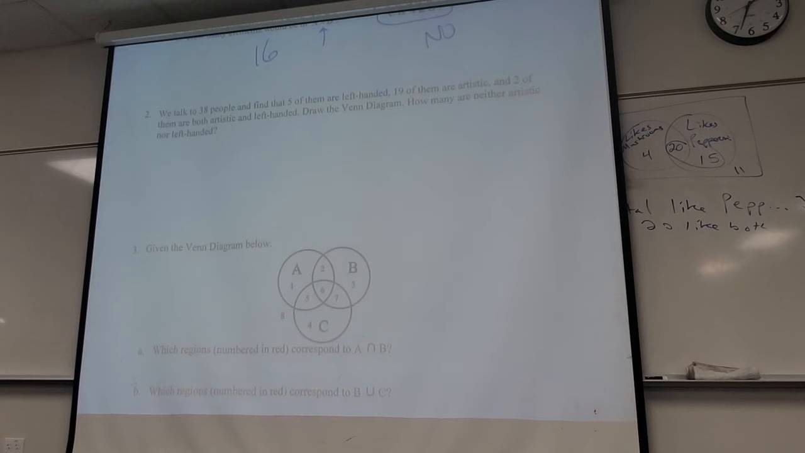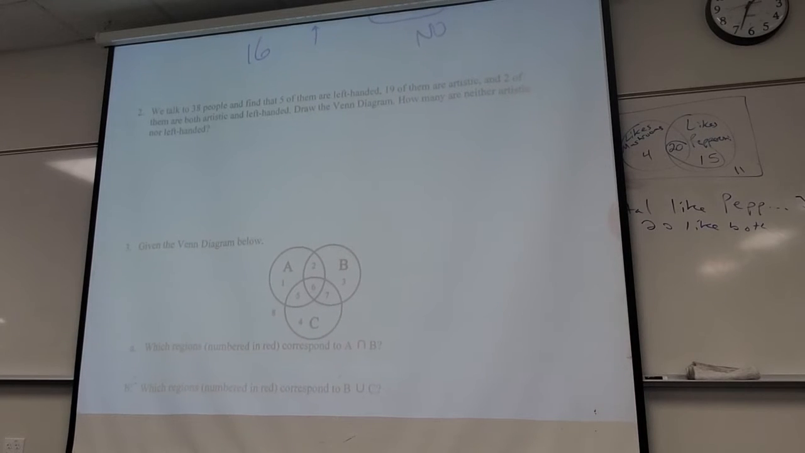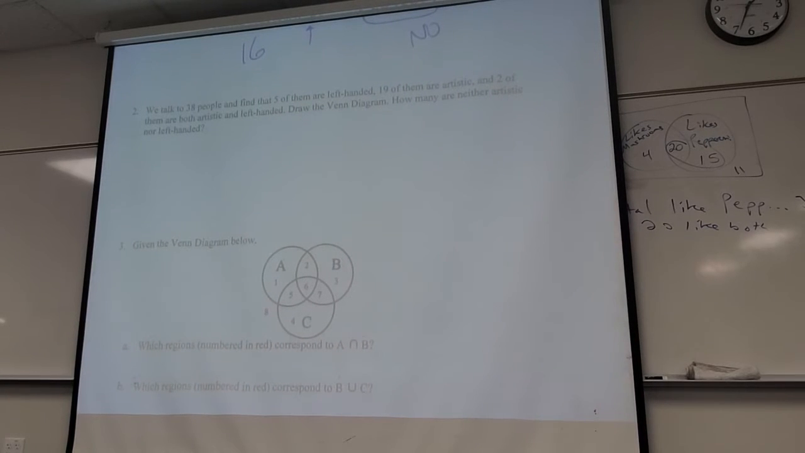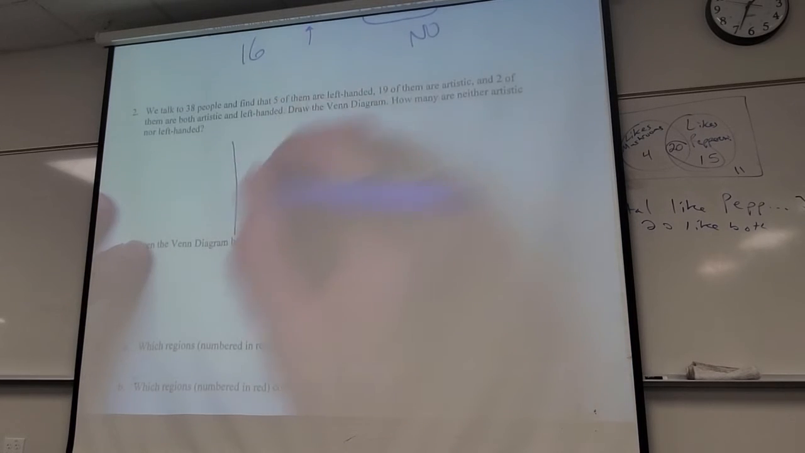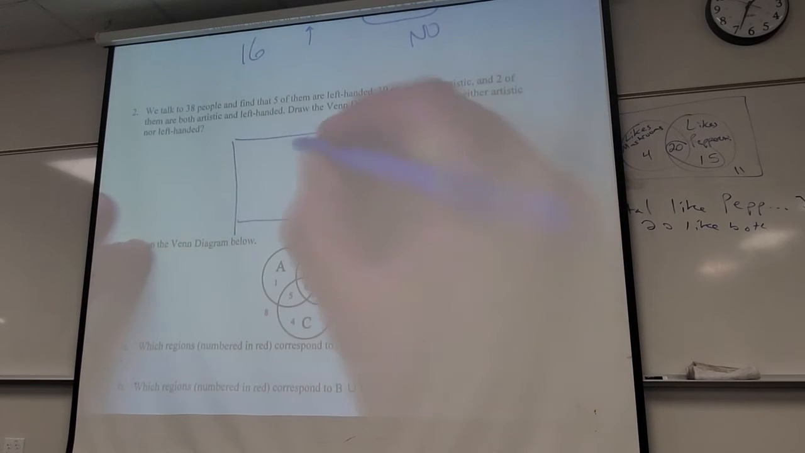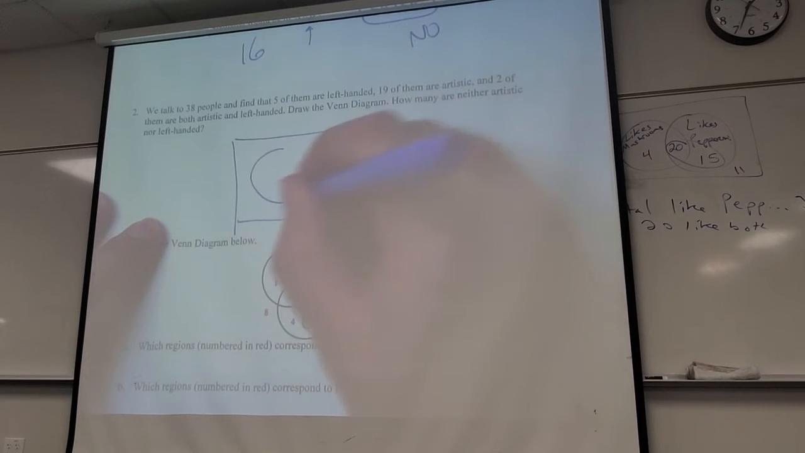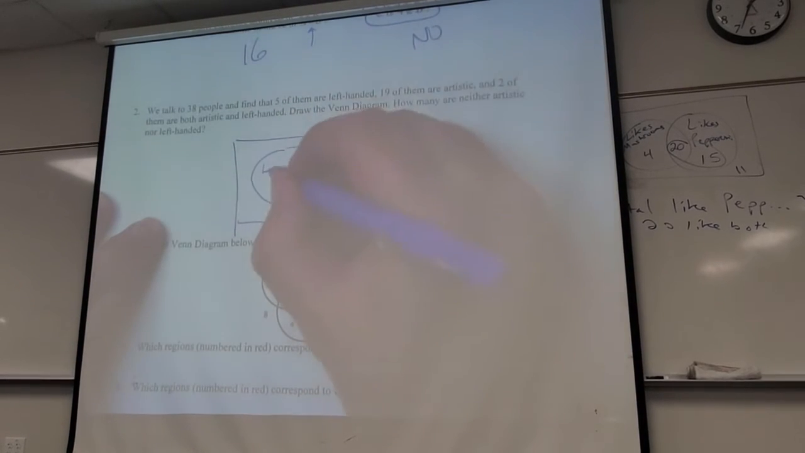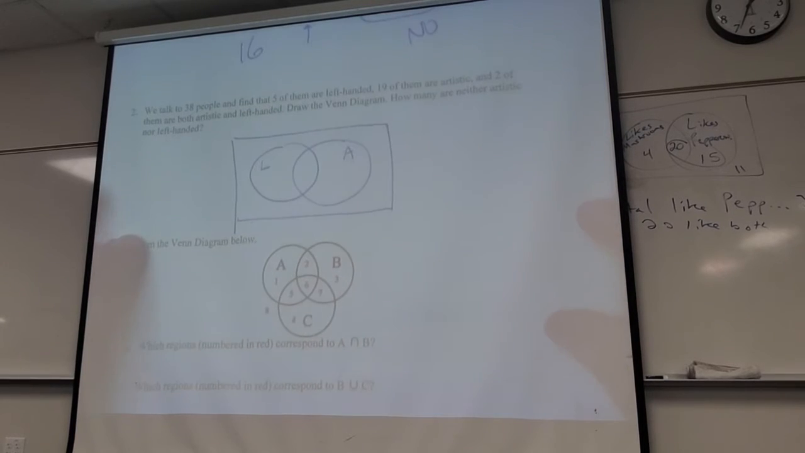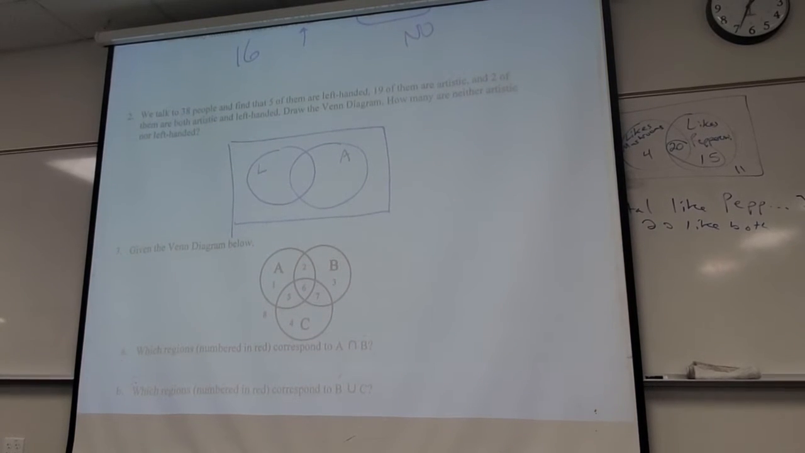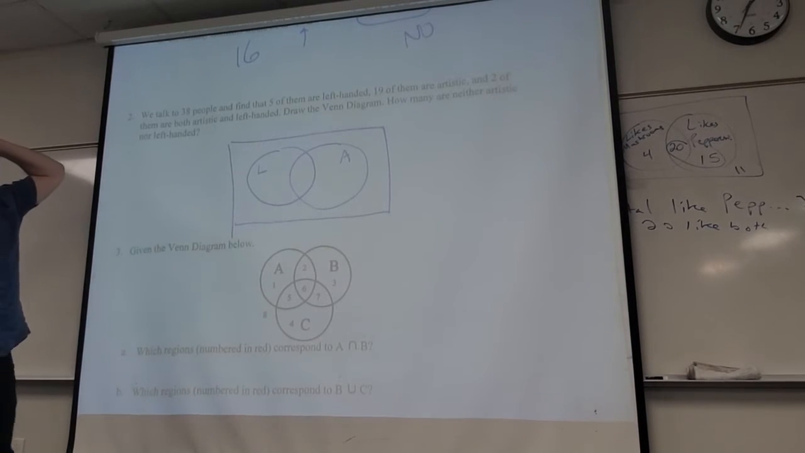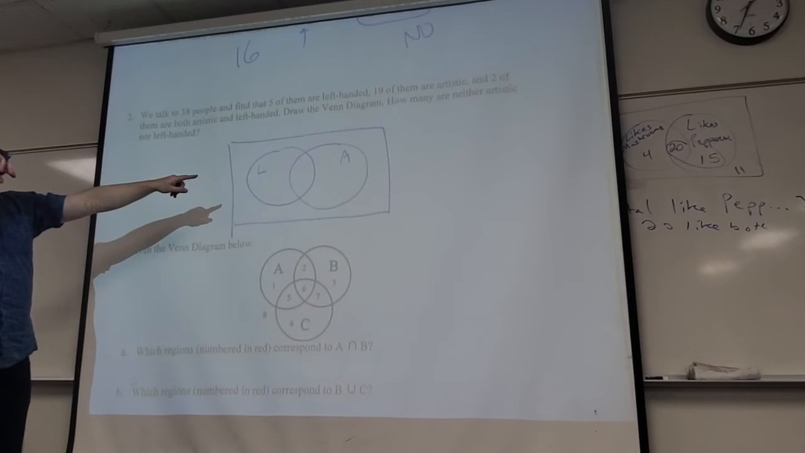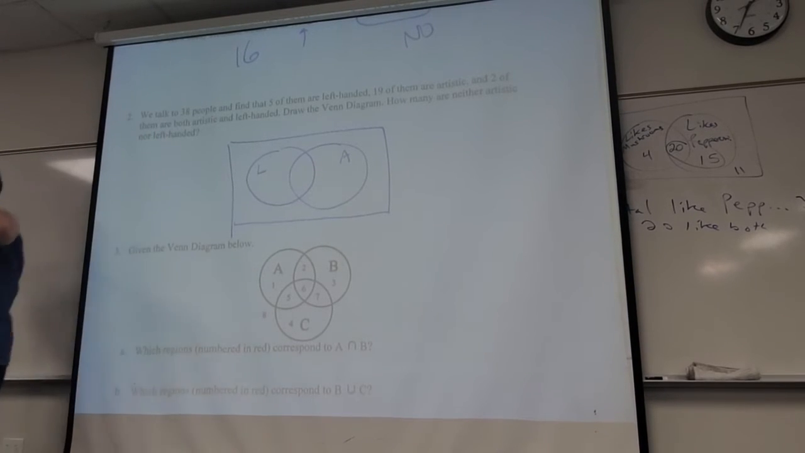All right. Number 2. Where did you guys start? Where's the place I should start? Well, first let me draw all of my appropriate groups I'm talking about. So what do we got? We got left-handed people and artistic people. Where's the important place to start on the Venn diagram? In the middle. So what number goes right in the middle? 2. I love it. 2 of them are both.